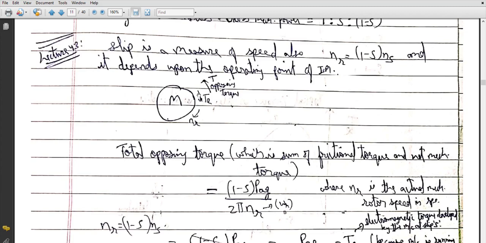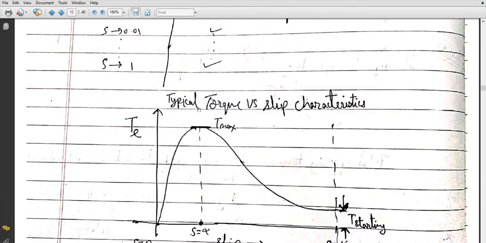So in order to rotate your machine, the electromagnetic torque developed at starting must be greater than the opposing torque. Then only your machine will rotate in the clockwise direction, in this case, let's say. Are you getting the point? So this is what it is telling.